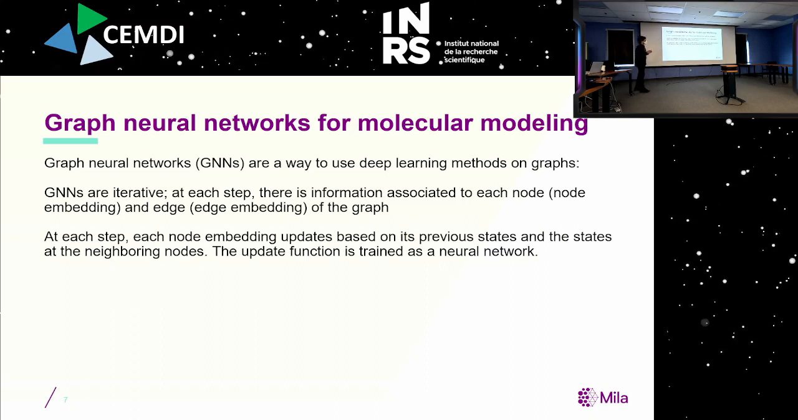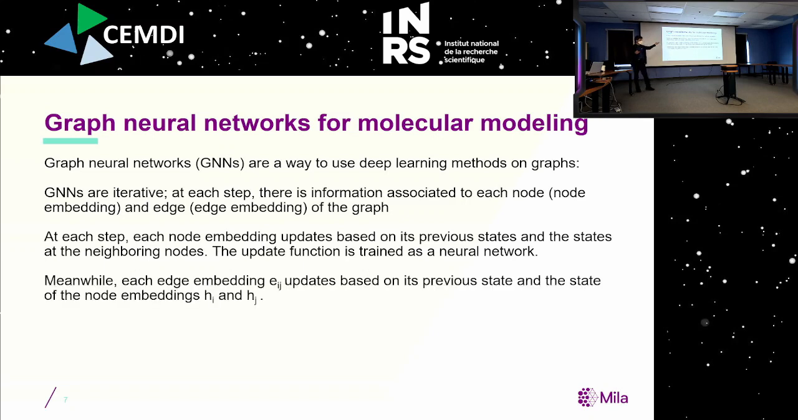At each step, each node embedding is updated based upon its previous state. It has a memory of 1. And then the states at the neighboring nodes. So it's considering sort of the local structure of the graph around that node. And then the update function is actually trained as a neural network, which is why it's a deep learning method.